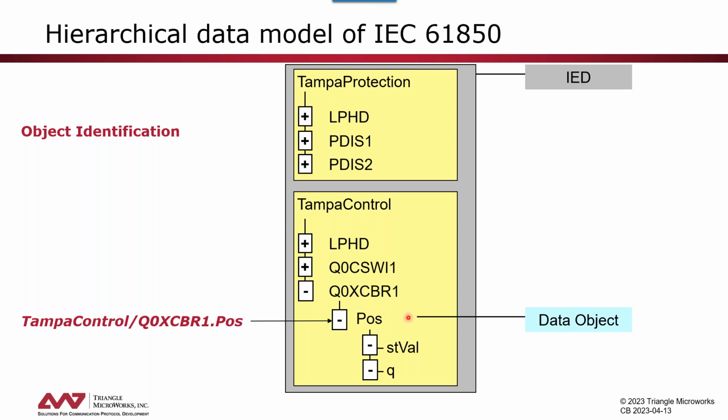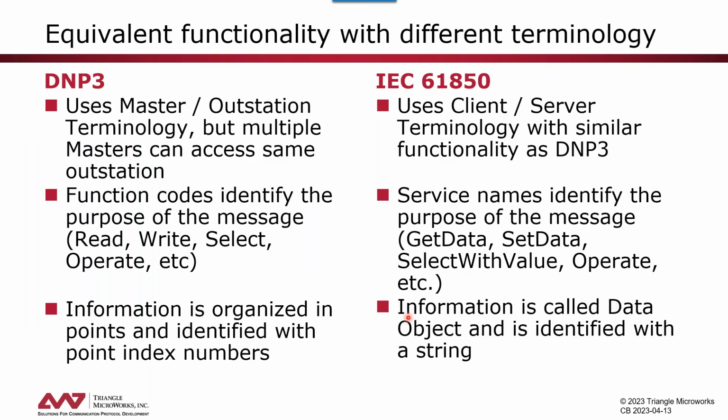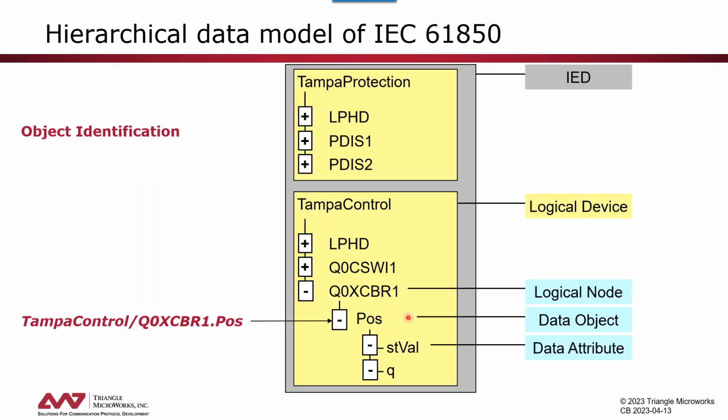Now, what is the hierarchy? On top of the data objects, we have logical nodes. In this example, we have a logical node called XCBR or circuit breaker. We will talk about logical nodes a little bit later. And on top of that, we have logical devices. So all that's what we find within an IED.